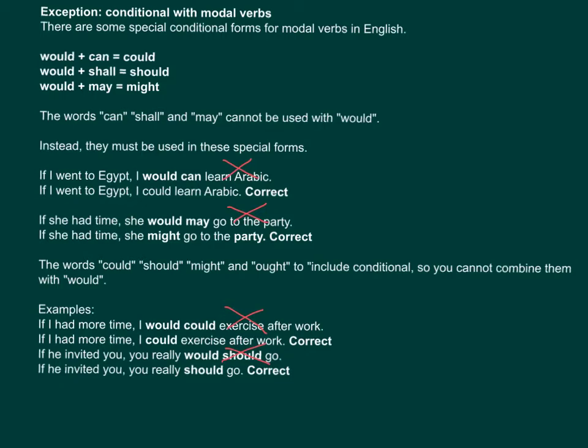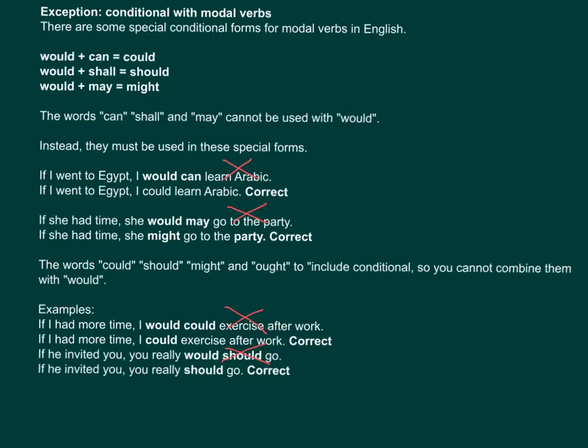If I went to Egypt, I would can learn Arabic. This is not correct. If I went to Egypt, I could learn Arabic. Correct. If she had time, she would may go to the party. Not correct. If she had time, she might go to the party. Correct.